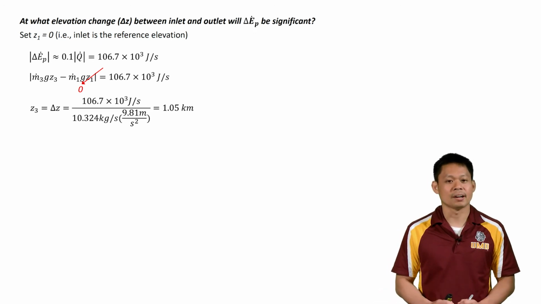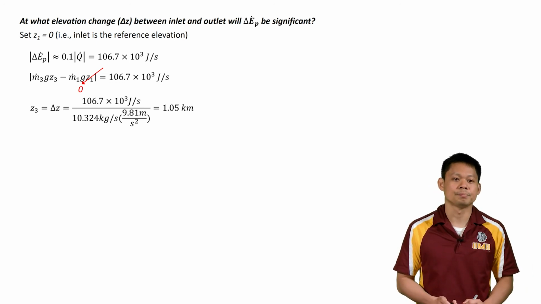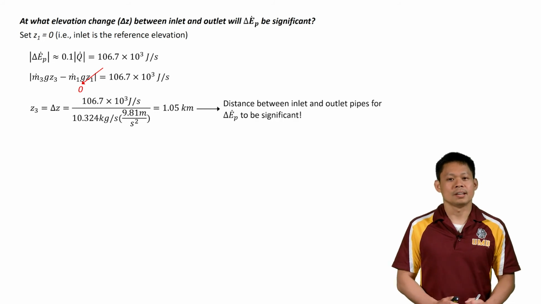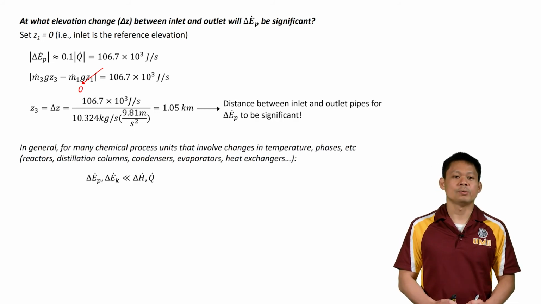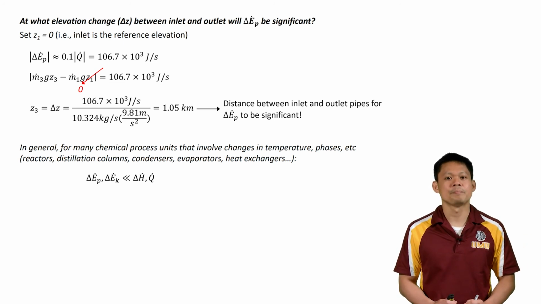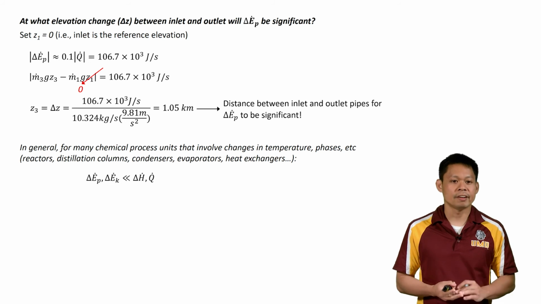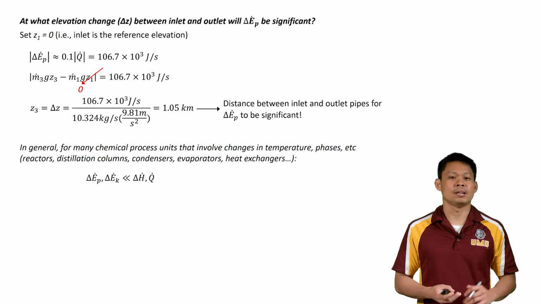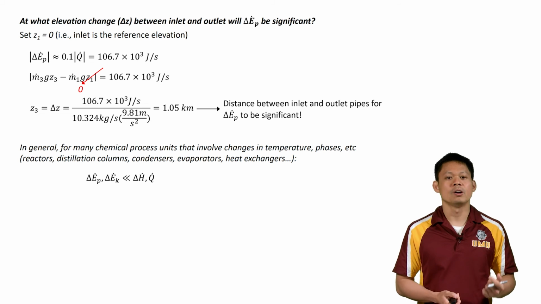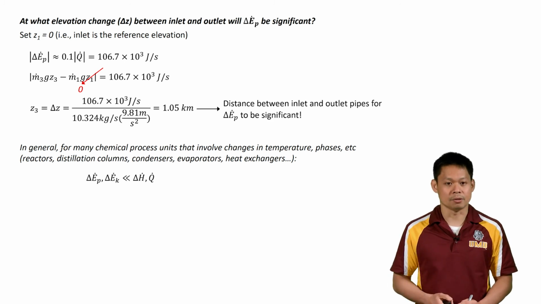And so this is, again, impractical. We won't have a cooler that's going to be a kilometer in height. So that's the distance between the inlet and outlet pipes. So in general, what you're going to see is we have always in the past assumed delta EK and delta EP to be 0, and that is generally a very good assumption when we have chemical process units that have a change in temperature, change in phase, or change in composition, such that we have some delta H or Q or shaft work. This potential energy change and kinetic energy change are going to be swamped out by those terms. So usually those will be 0.